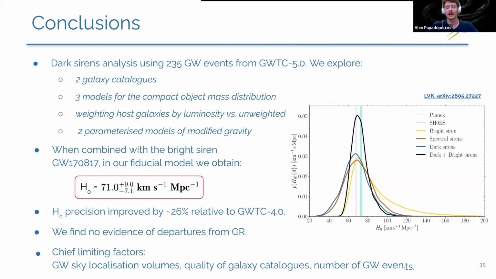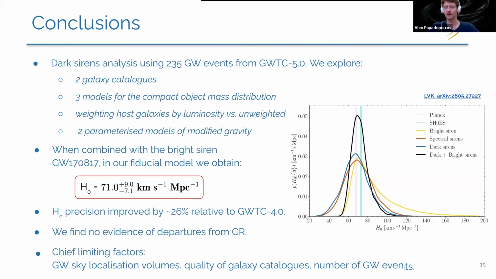And working in tandem with this, the quality of our galaxy catalogs. We have two different galaxy catalogs, one which has a full sky, and one which has only a small patch of the sky, which is much more complete. Ideally, what you want is a full sky catalog that is very complete. So possibly some upcoming things like LSST or Rubin or DESI might help us in this sense.